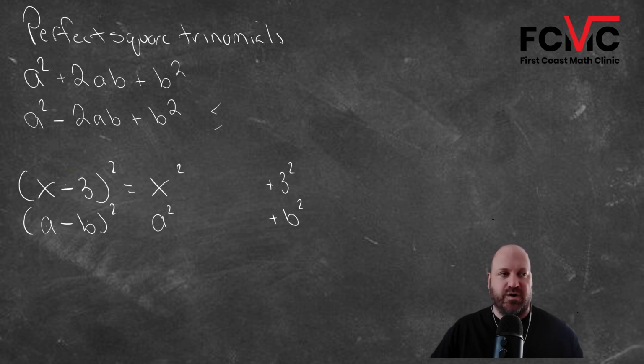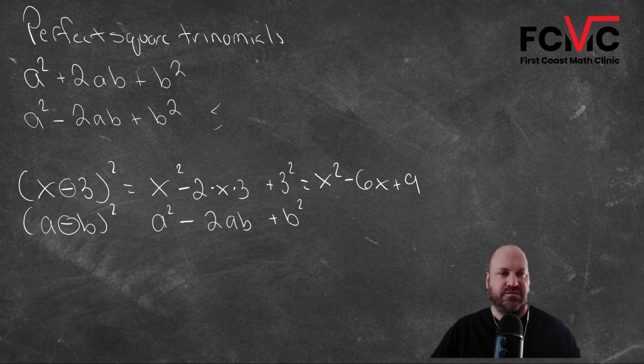And to get the middle term, we want 2ab, and we're going to keep whatever sign we have here. So this is going to be minus 2ab. So minus 2 times x times 3. Now when I simplify this, this is going to be equal to x squared minus 6x plus 9. So this is our perfect square trinomial, because we got it when we squared x minus 3.